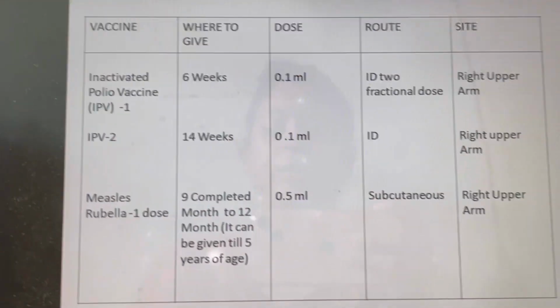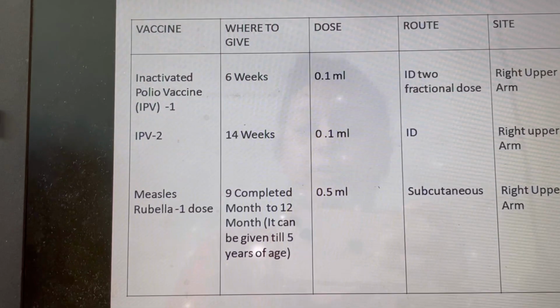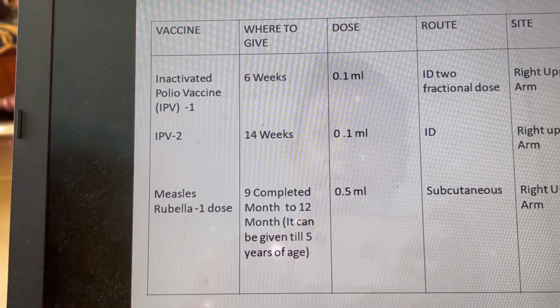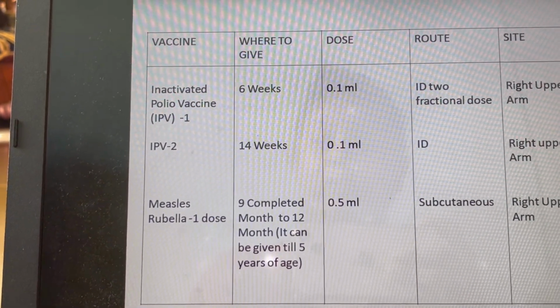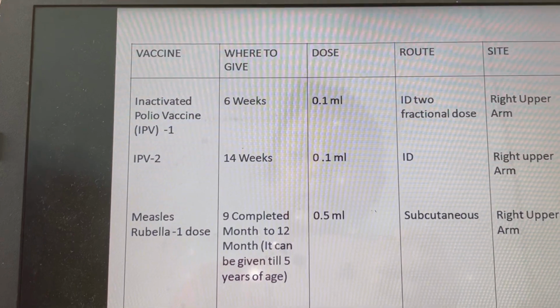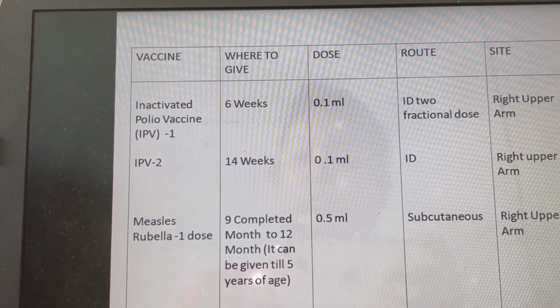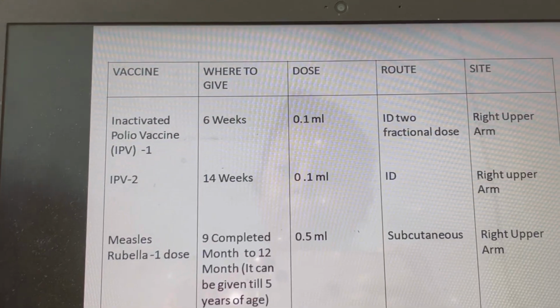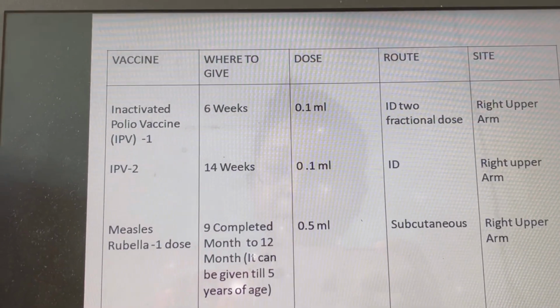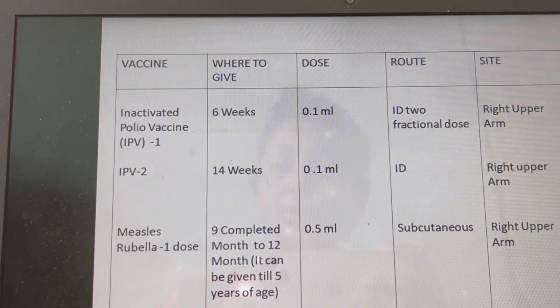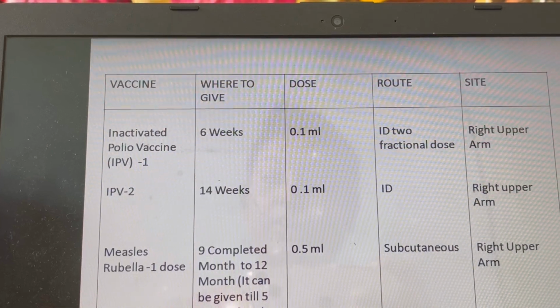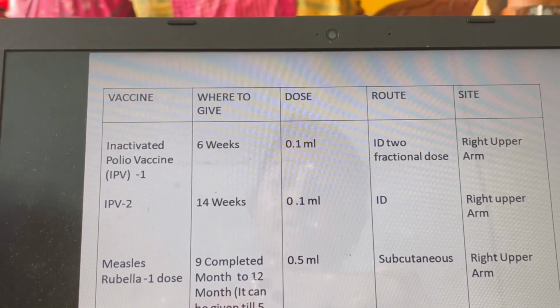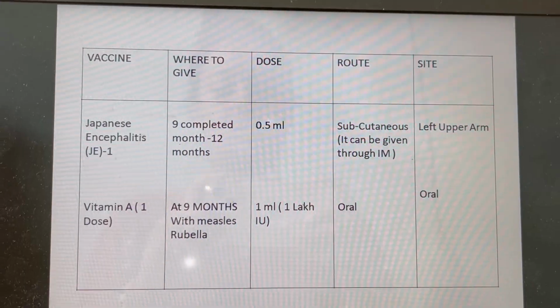Then measles rubella first dose is given at 9 completed months to 12 months. It can be given till 5 years of age. That means from 9 months to 12 months you have to give that measles rubella first dose to the baby. Okay, and 0.5 ml you have to give. The route is different here, that is subcutaneous, and right upper arm.